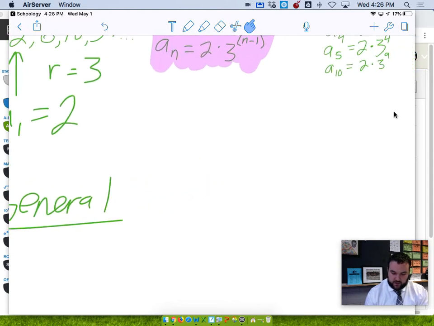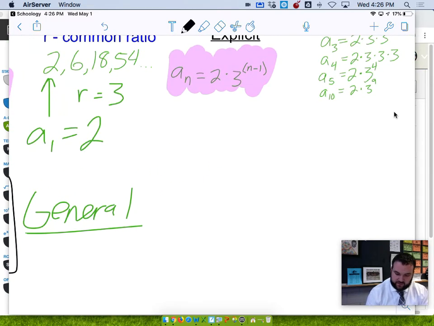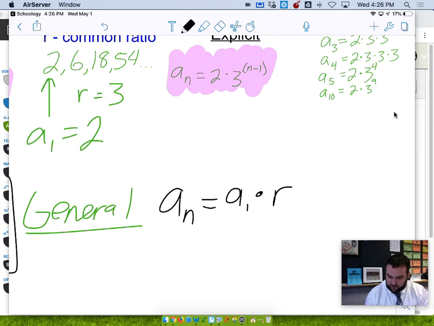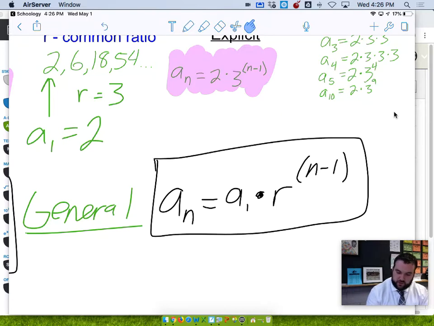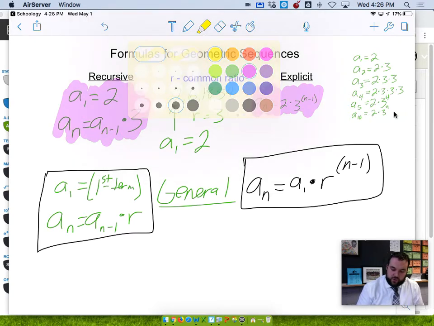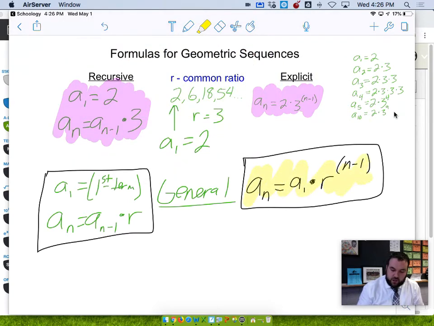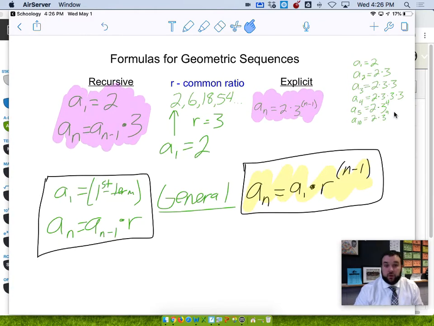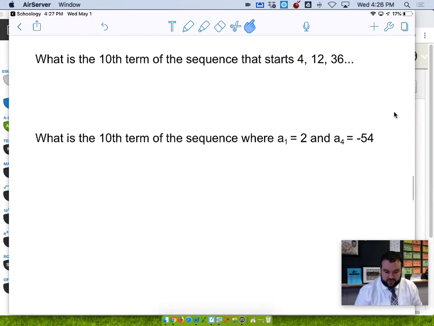And then here again, all we're going to do is simply swap out to find any term in a geometric sequence. You're going to take the first term and multiply by that common ratio n minus 1 times. So we have an exponent of n minus 1. And again, the explicit formula is the one that we're going to use a lot more often. So this one on the right-hand side is going to be quite a bit more useful to us as we go along. So there's the formulas for geometric sequences. Let's see how it works.